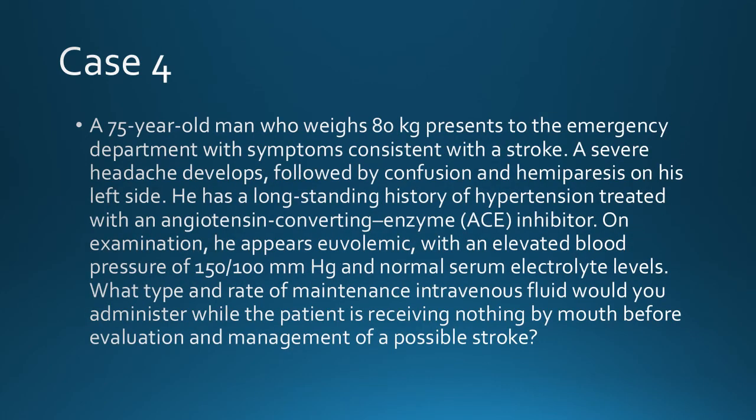Let's do case 4. Let's say we have a 75-year-old man. It's going to get a little more complicated. He's 80 kilograms, presents to the ER, symptoms consistent with a stroke. Severe headache developed followed by confusion, hemiparesis on the left side. He's a long-standing hypertensive patient, takes an ACE inhibitor. On exam, he's euvolemic. He's got elevated blood pressure 150 over 100 and normal serum electrolytes. So at this point, what type and rate of maintenance fluid do we want to administer? And the patient is going to be receiving nothing by mouth for evaluation and management of that possible stroke.